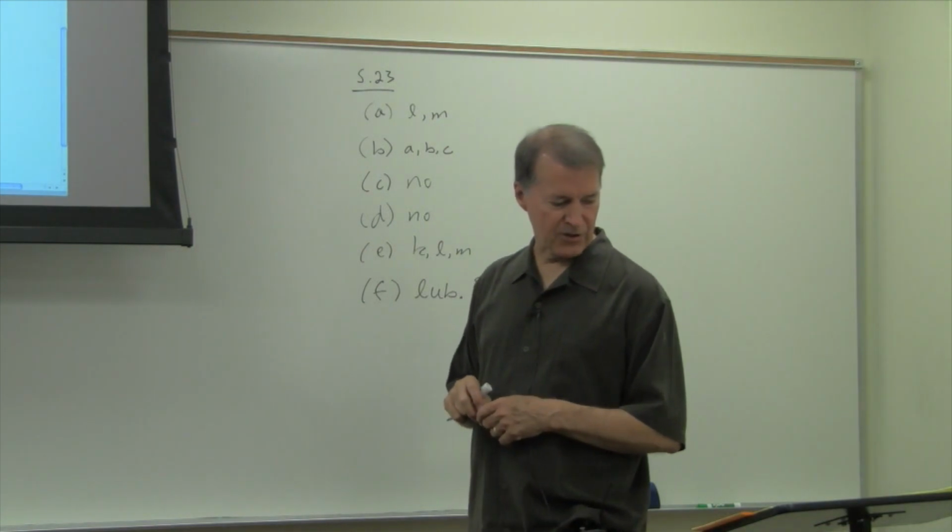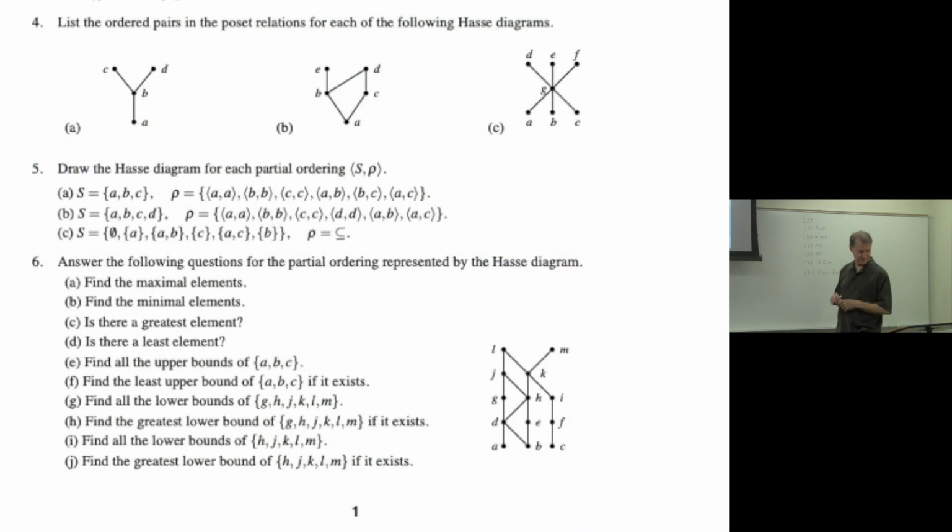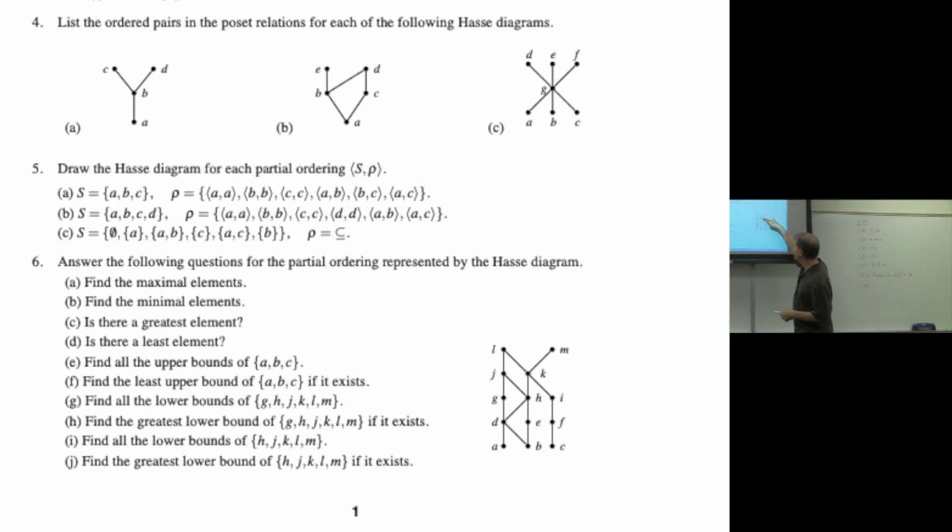Okay. Now, how about the lower bounds of G, H, J, K? Lower bounds of GH, GHK. Oh, sorry. GHJ, KLM. GHK, JLM. So I guess you have to imagine these all being in a set, right?